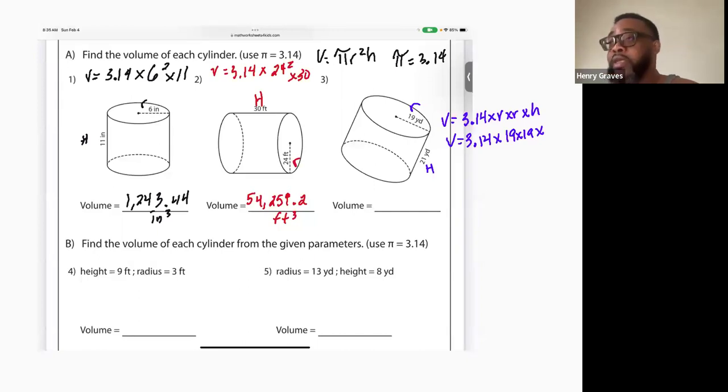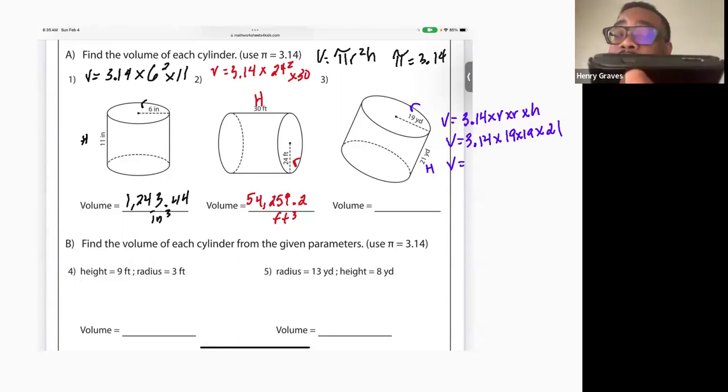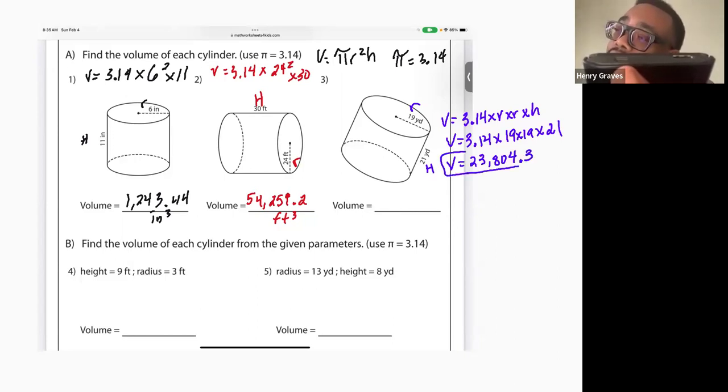3.14 times 19 times 19 times 21 gives me 23,804.3. There we go. Yards cubed.